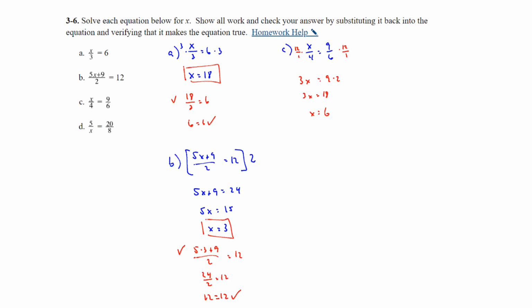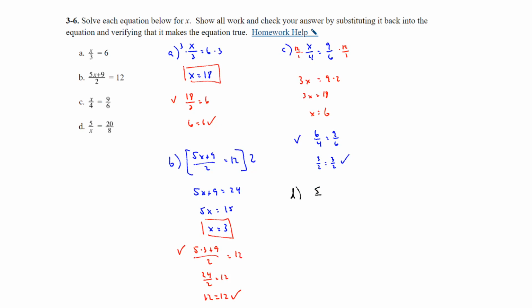And as I said, to show the check here, we'll plug it back in. 6 divided by 4 should be equivalent to 9/6. You can reduce those, you can divide them. If I just reduce it, I get 3/2 equal to 3/2, so it does check as well that way. On D, same idea.